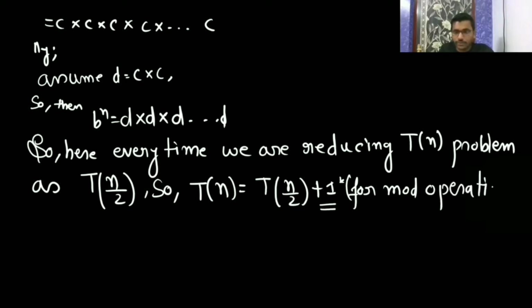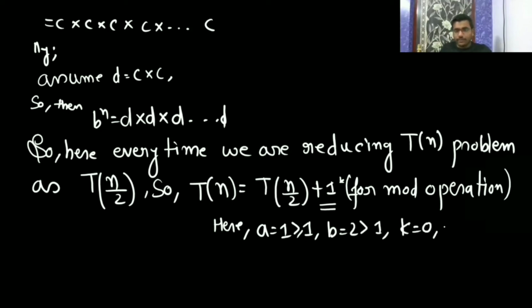Now if you solve this using the master theorem, here a is equal to 1, which is greater than or equal to 1, b is equal to 2, which is greater than 1, k is equal to 0 and p is equal to 0. We are dividing the size of the problem by half every time, and the plus 1 is the constant time required for the mod operation. If you are done with the writing, please let me know. Anyone having any doubt can also tell me.